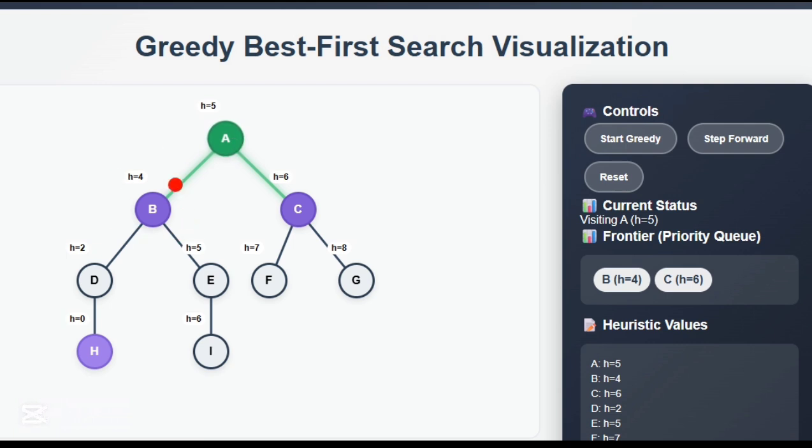B has a heuristic value of 4 and C has a heuristic value of 6. Greedy search always picks the node with the lowest heuristic, that is the one that looks closest to the goal. So it chooses B because 4 is smaller than 6. Now if you see the frontier, the list of available nodes to explore, it contains C with a heuristic value of 6 and the children of B, D with a heuristic value of 2 and E with a heuristic value of 5.